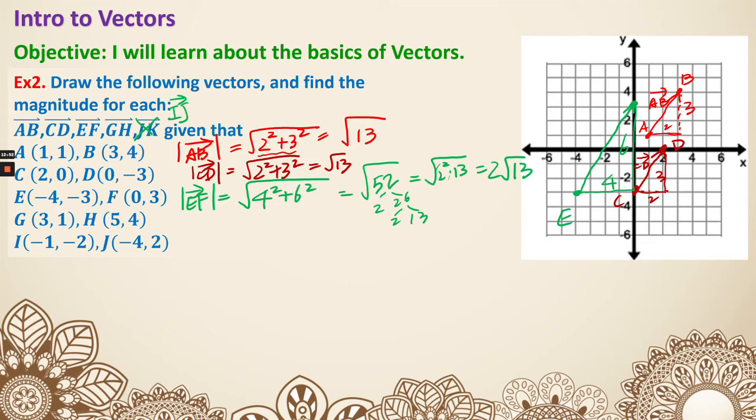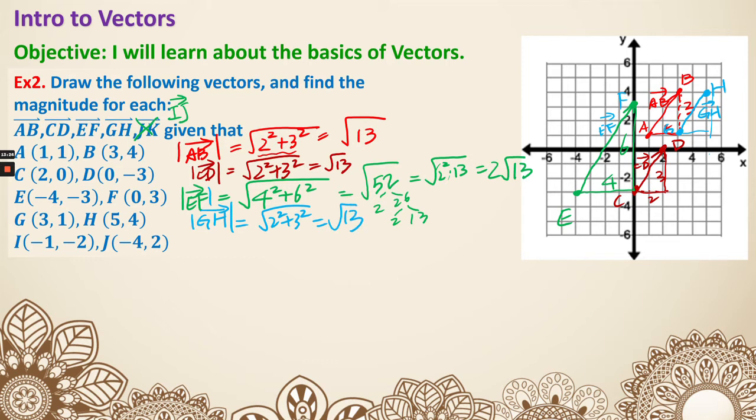Next, GH. G is at 3, 1. H is at 5, 4. I forgot to label, that's F, that's EF, and I have G and H, and that is GH, a vector. And the right triangle is 2 by 3 again, so GH would be square root of 2 squared plus 3 squared, which is square root of 13 as well.